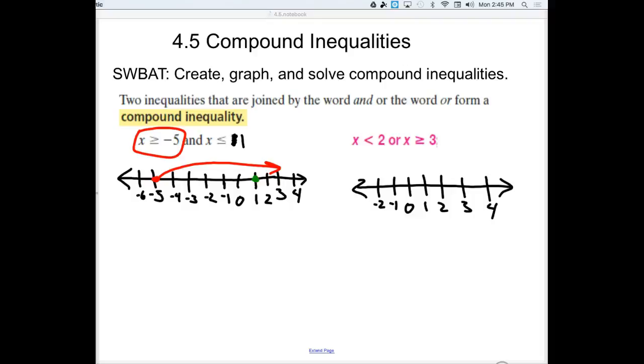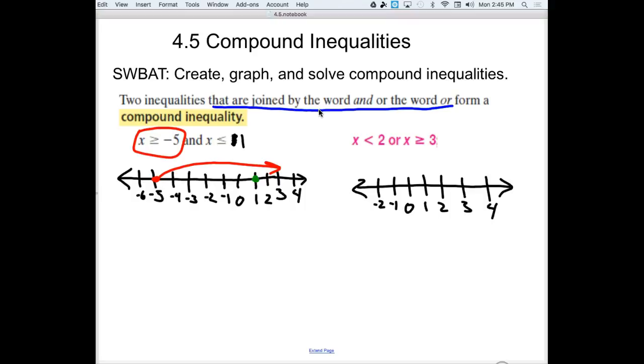So, building off of what our warm-up was today, a compound inequality is really just two inequalities put together. That's what it says here. It's two inequalities that are joined by the word and or the word or. So we're going to go through an example of using the word and as well as using the word or.